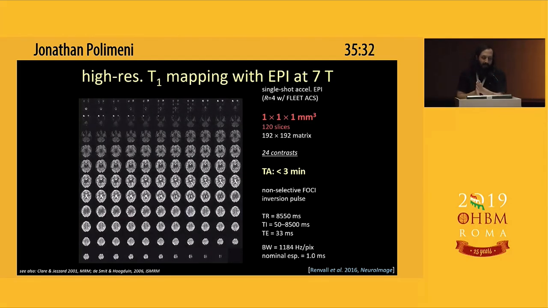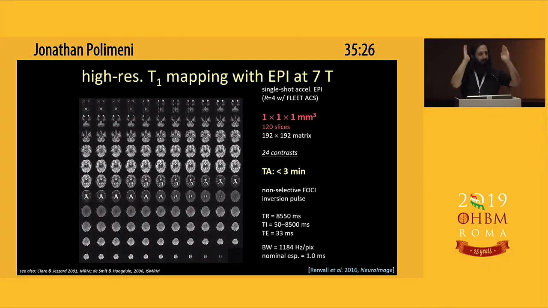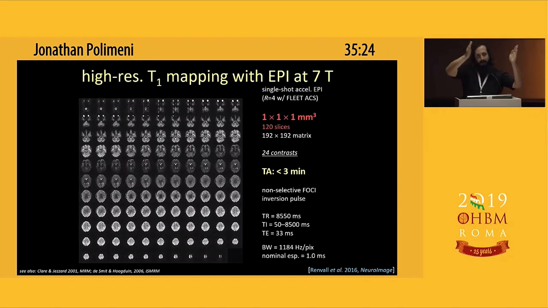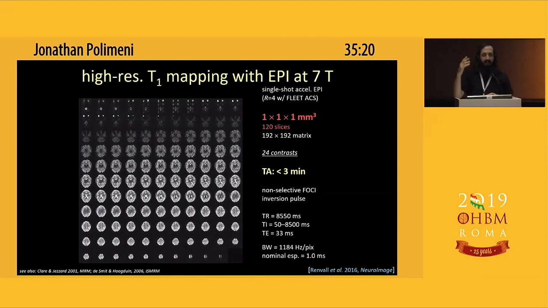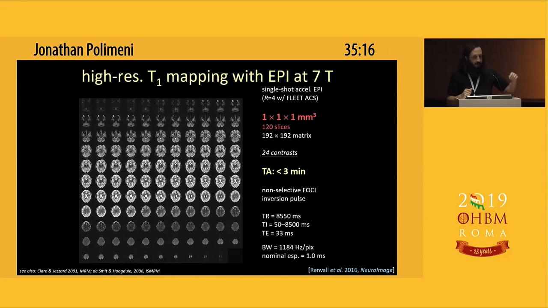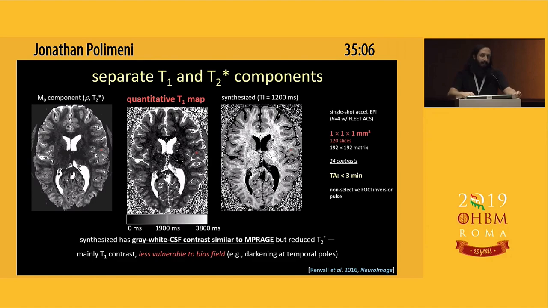Very simple pulse sequence. What we do is we play a non-selective inversion pulse. We read out all the slices, so each slice gets a different inversion time. We repeat this, playing a second non-selective inversion pulse, read out the slices a second time, but this time we permute the order. So during the second inversion recovery, every slice sees a new TI. Now, if we repeat this enough times, in this case we did 24 contrasts in about 3 minutes, each slice sampled 24 distinct inversion times with which we were able to fit T1 recovery to each EPI voxel in order to generate a quantitative T1 map with an EPI readout.